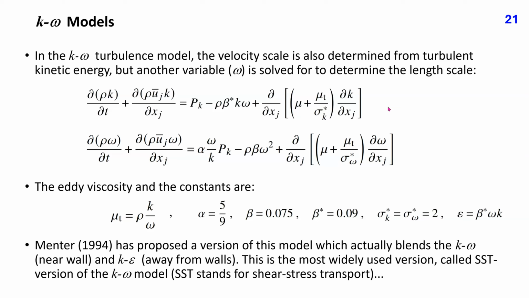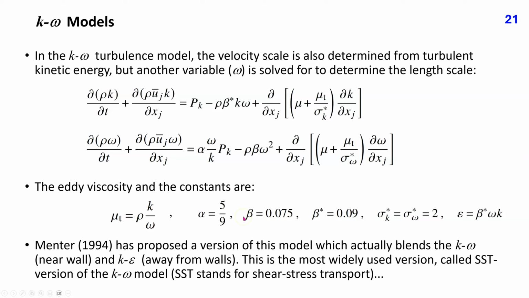Another family of popular two-equation turbulence models based on the eddy-viscosity approach are the K-omega models. In these models, the velocity scale is also determined from the turbulent kinetic energy K, but another variable, omega, is solved to determine the length scale. The model equations are given by these two expressions. In addition to the rate of change and convection terms on the left-hand side, these equations contain on the right-hand side a production term, a dissipation term, and a diffusion term. The eddy viscosity and the constants are given here.